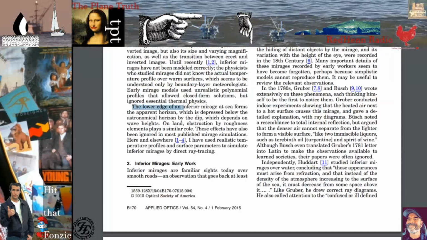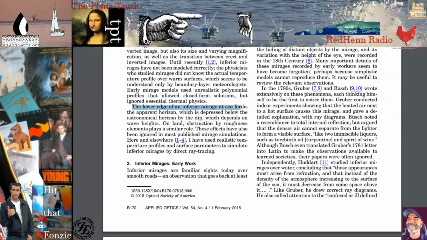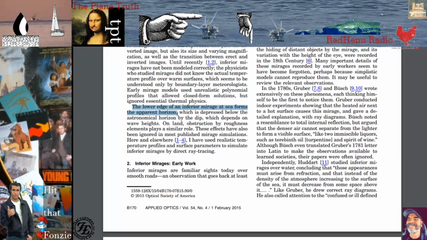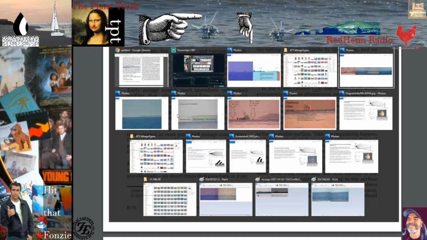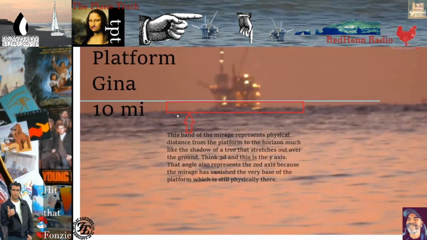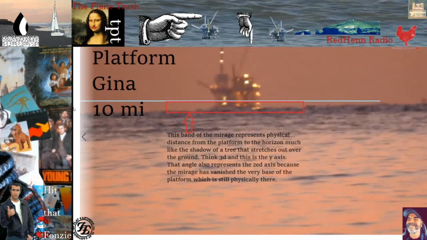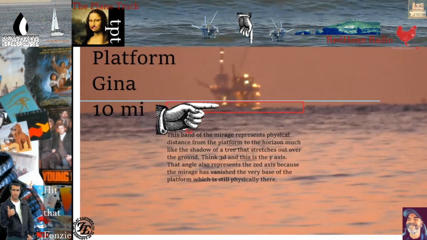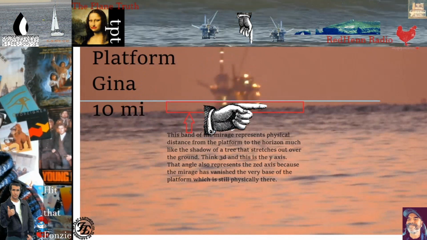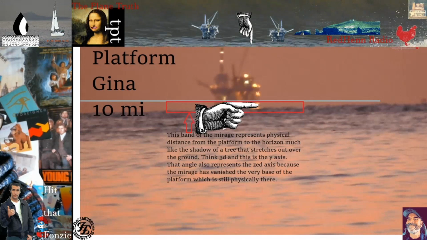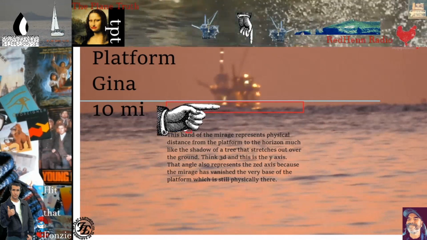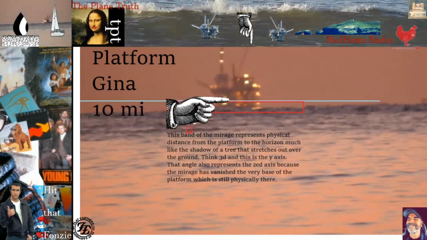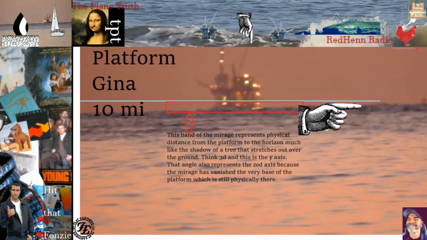The lower edge of an inferior mirage at sea forms the apparent horizon. Now, I don't know whether or not he understands the ramifications of what he is saying, but I'm going to try my best to explain that here. We have an inferior mirage here with platform Gina, which is roughly 10 miles away. Here is the mirage of the platform, and this is the mirage of the sky all the way across.